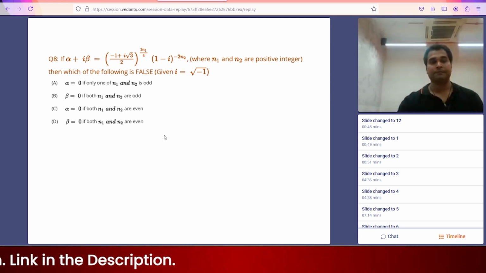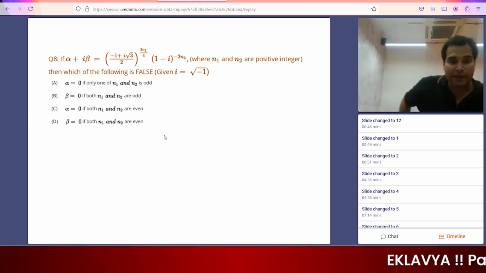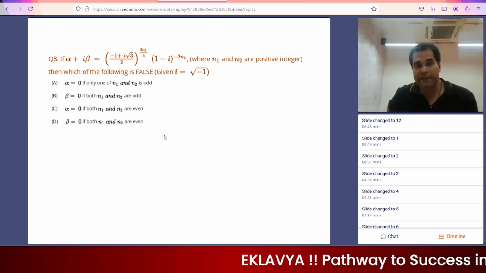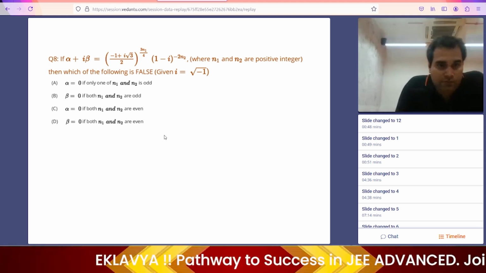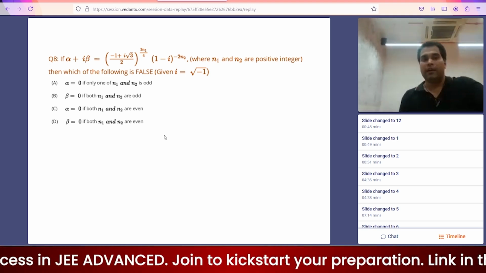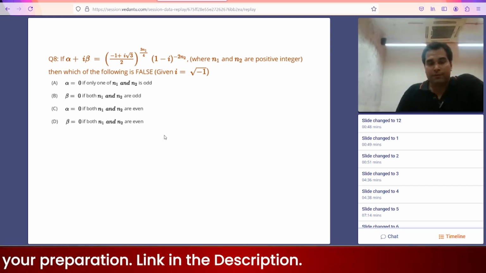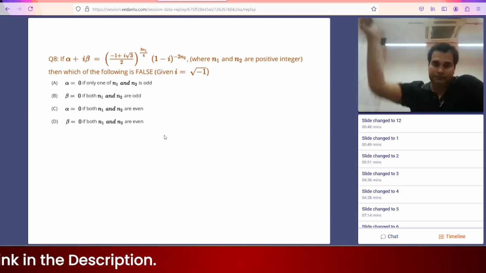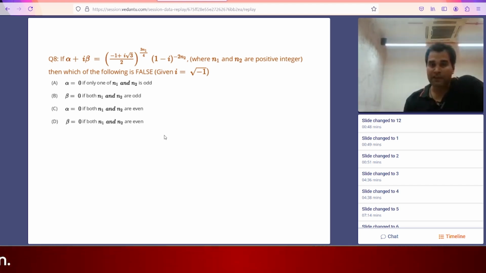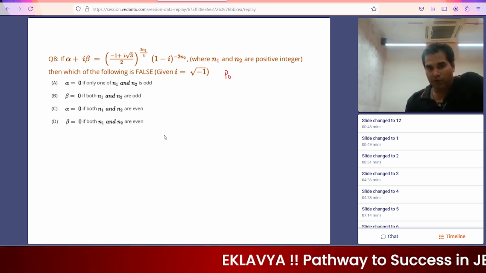Now, in this question, given that if alpha plus iota beta equals this, which of the following options is false? Before we start the solution of this problem, we see the concept of polar form.